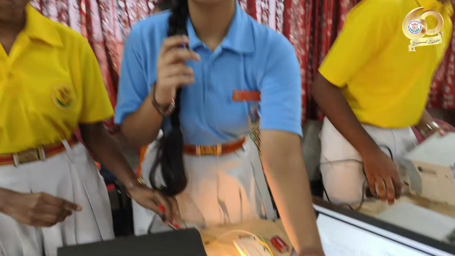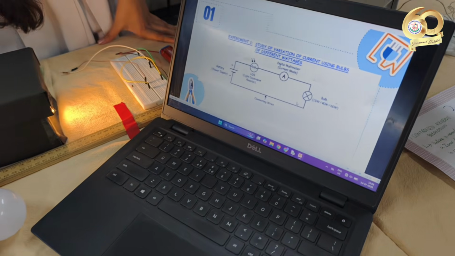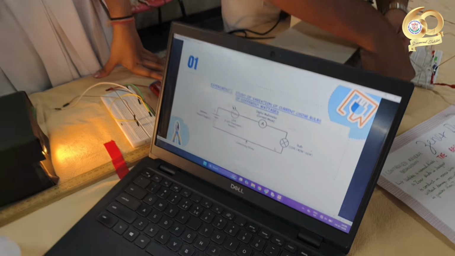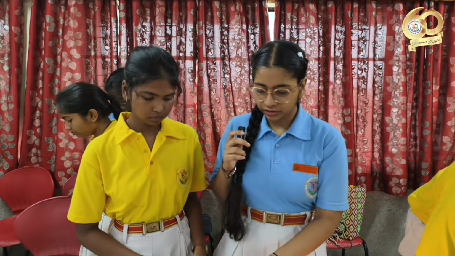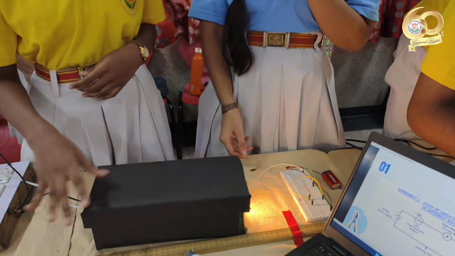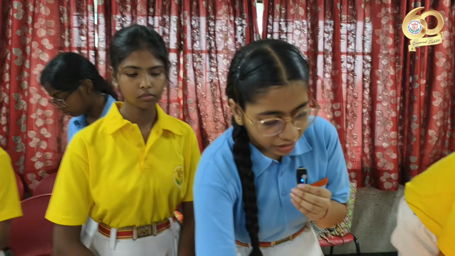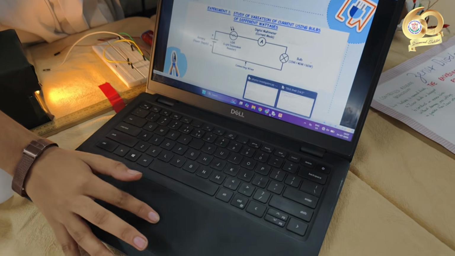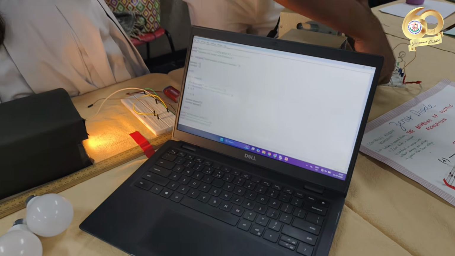Our experiment is divided into two parts. Firstly, we are measuring the variation in current with different wattages of bulb. We have put in three different wattages of bulb. Now, when we connect these to the two terminals of the multimeter, we'll get the variation in current, which we will further put into our Python code and get the graph of variation in current.